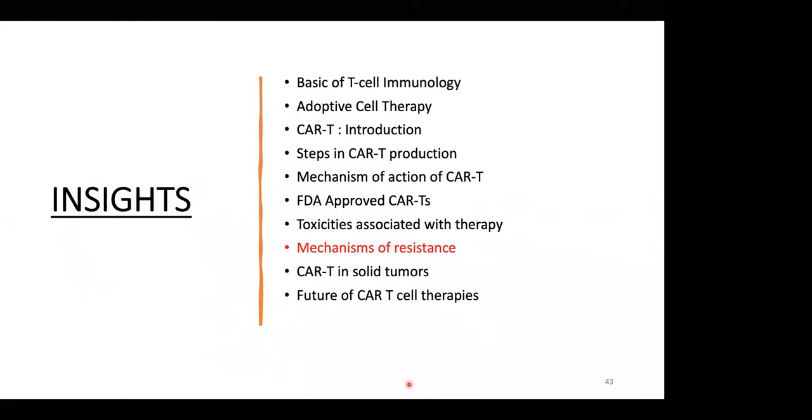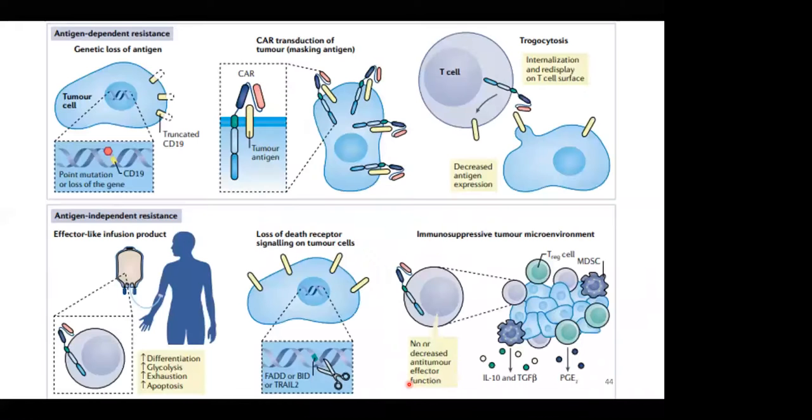Now, we have understood what are the side effects which are associated with the therapy. And tumor cells, you know, they are these intelligent beings, I would say, that they have even found out how to resist this therapy. There are basically two mechanisms of resistance. One is antigen-dependent resistance, and the other is antigen-independent resistance.